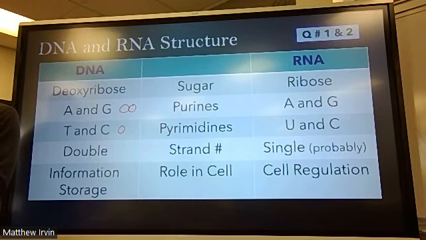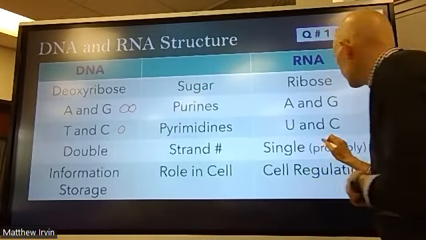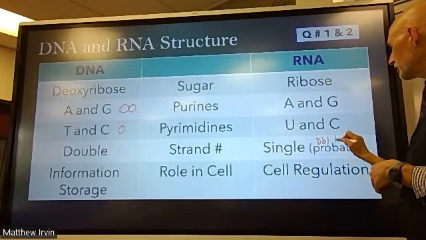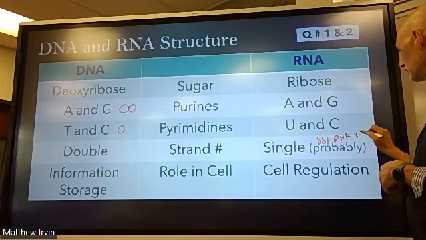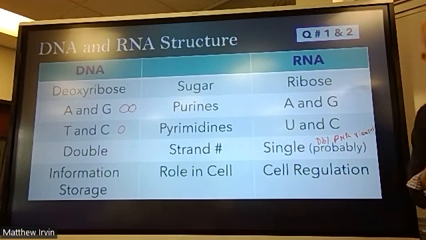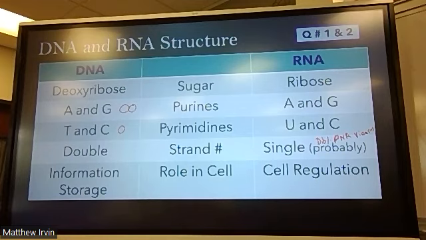Why do you have single probably? Because you can have a double-stranded RNA in viruses. And also tRNA, there is some double stranding in its structure. And then you can have some gene expression regulation with microRNAs and other RNAs as well. Okay, good. Yes.